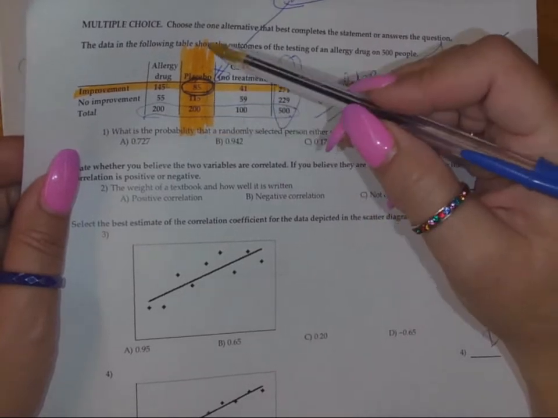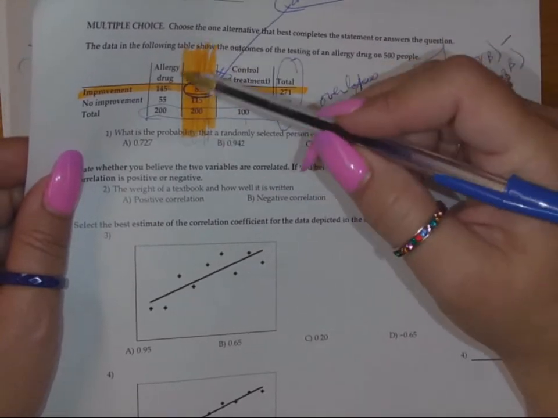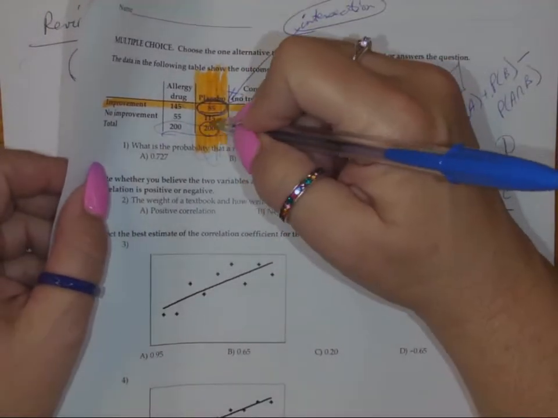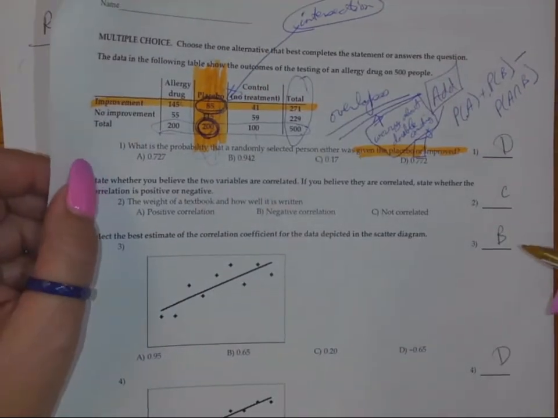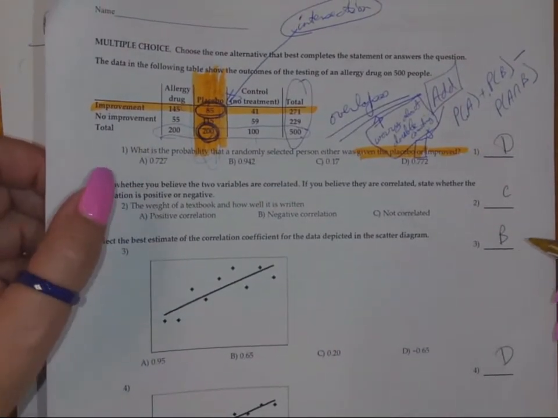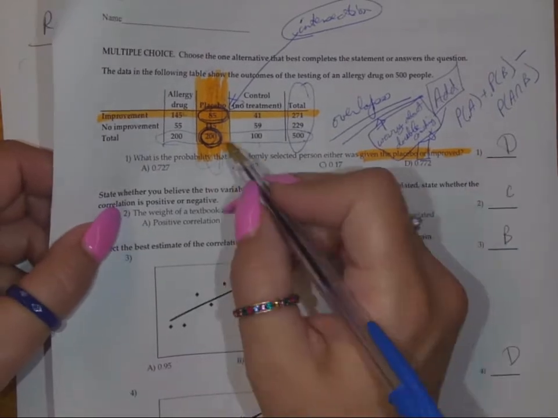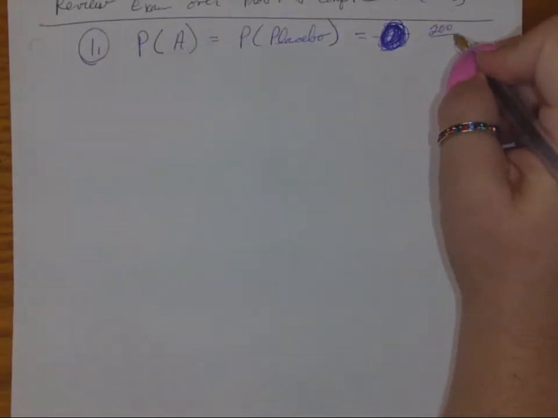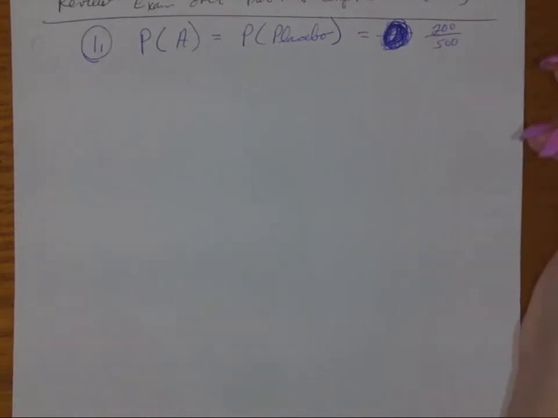How many people got the placebo? That's this whole entire column, right? Ah, man. It's even worse. It's 200. So it's certainly not 200. That's not my probability. It's what? 200 out of 500. There we go. Sorry about that. Let's focus in on that intersection.